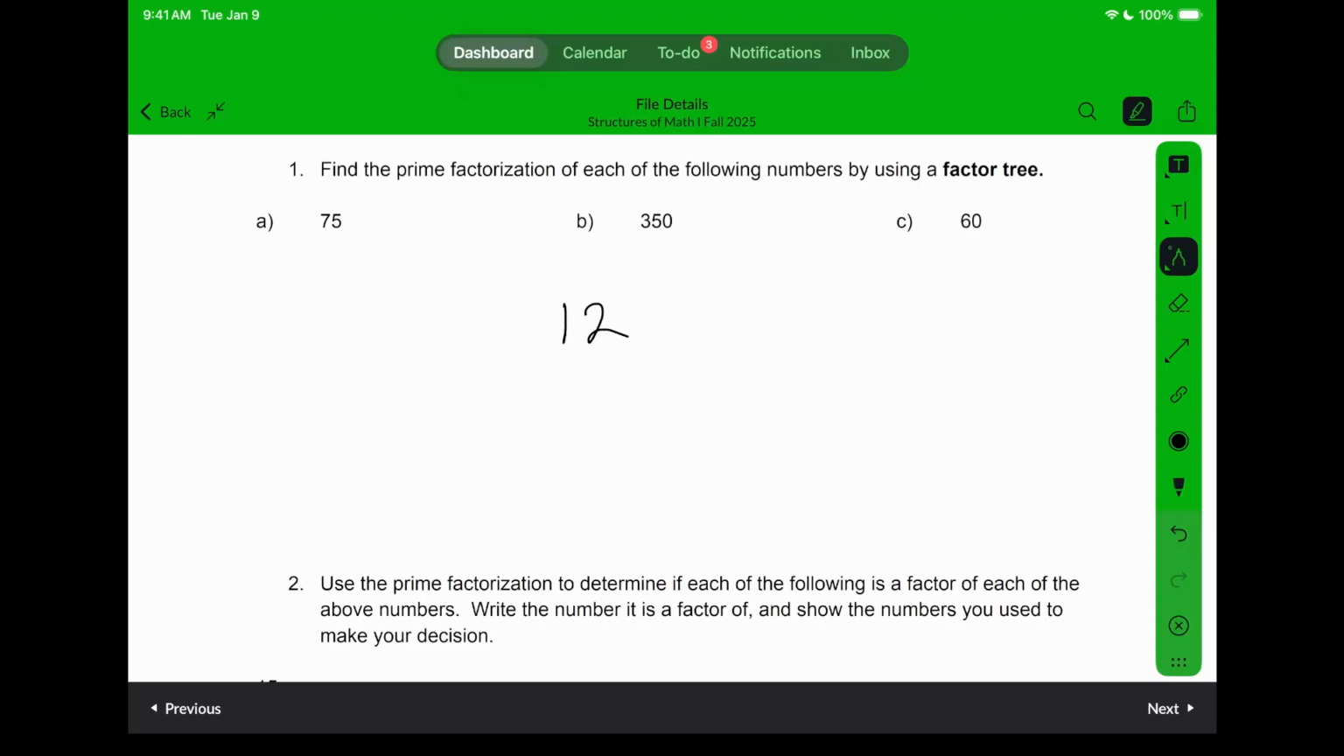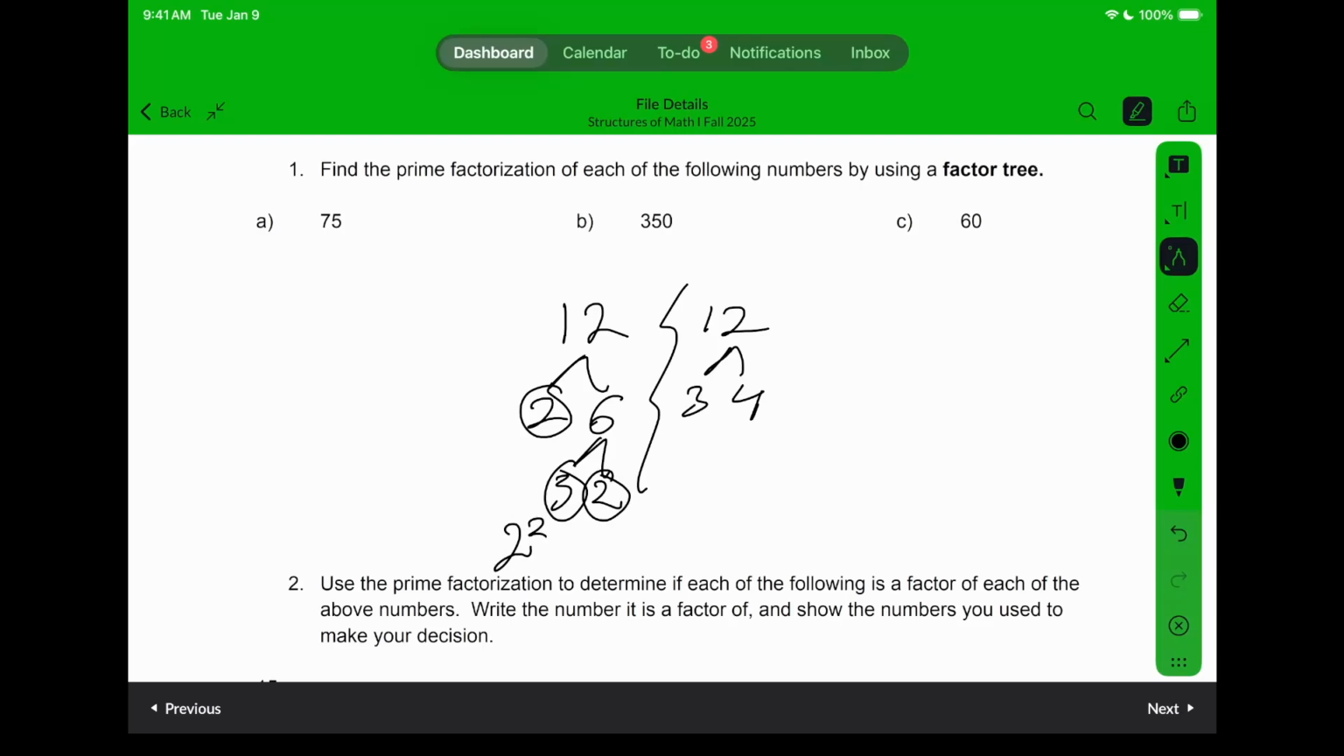So if you have 12, for example, you can pick any factors you want, really. I can do a couple different things. For 12, you can do 2 and 6 or 3 and 4. Say if we do 2 and 6, right? 2 is a prime factor. 6 is 3 and 2. And then you end up with 2 squared times 3.